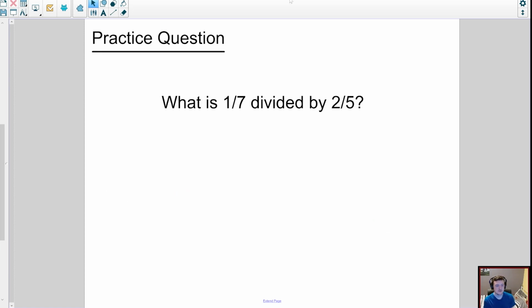So here's a practice question for you to try. What is 1/7 divided by 2/5? Remember what we've just talked about? Have a go, and I'll see you in just a second when we go through it.